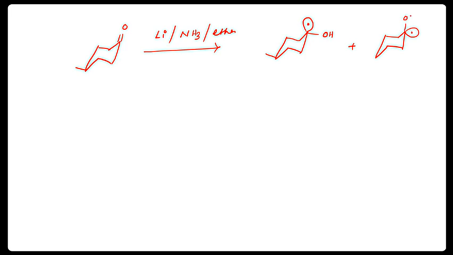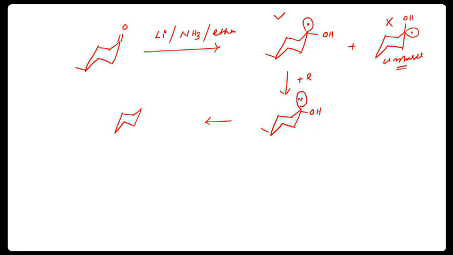OH will be axial. Between these two things, this is unstable. So it will not be formed. This will form. Again, further electron transfer will happen. Then we will have two electrons here, and after that it will be H and H. So the stereochemistry will be this, not that.